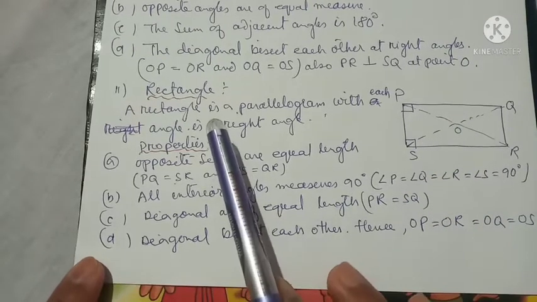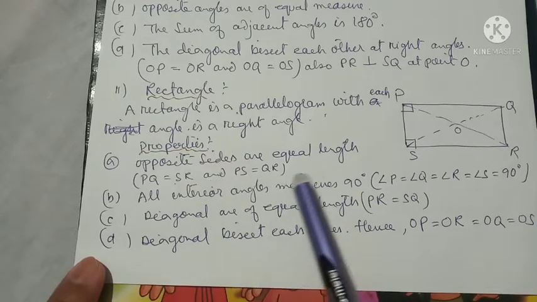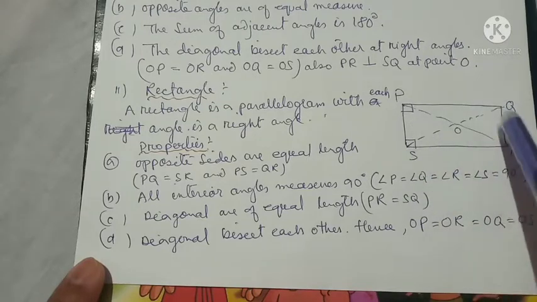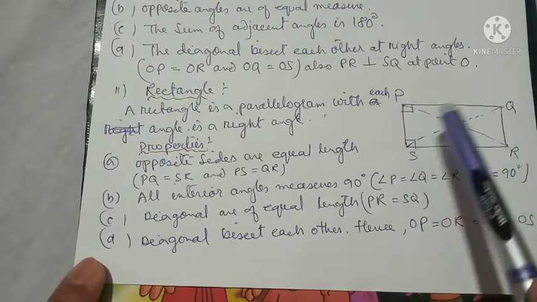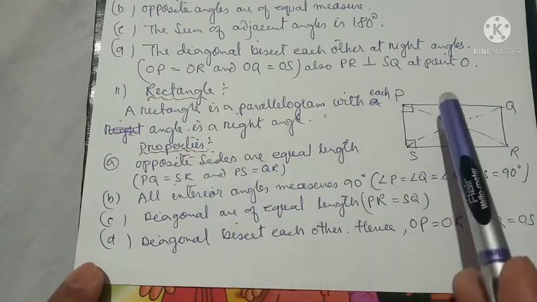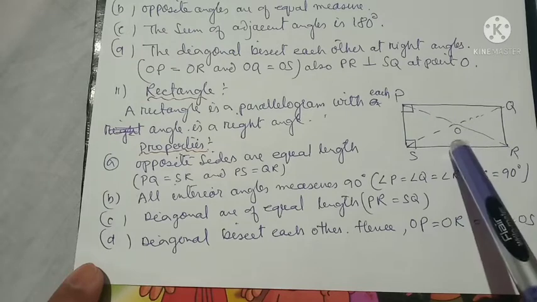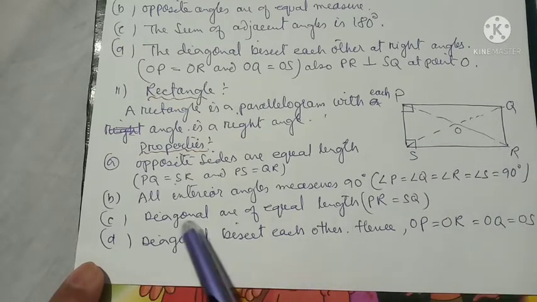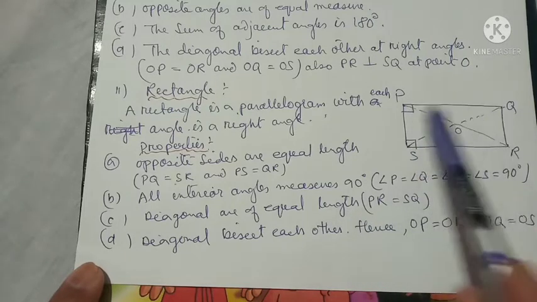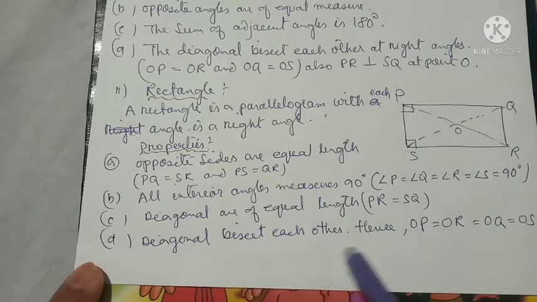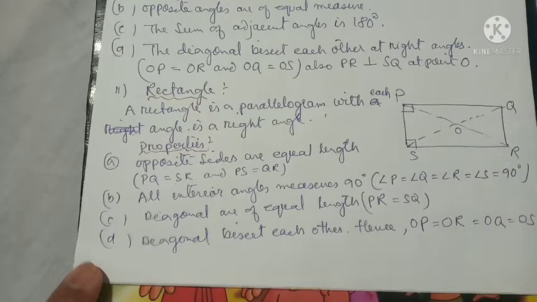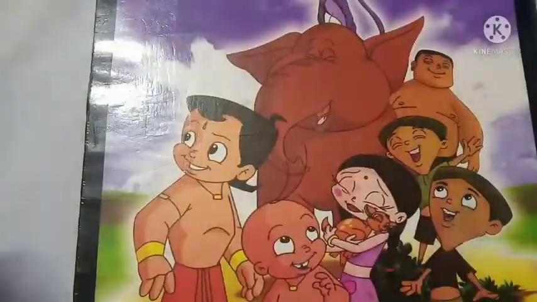So in the case of a rectangle, there are 4 angles, and all 4 angles should be 90 degrees. Next, all the opposite sides are equal; length and breadth should be equal. Diagonals are of equal length, PR and SQ. Diagonals bisect each other at O: OP, OR, OS and OQ. And the last one is a square.